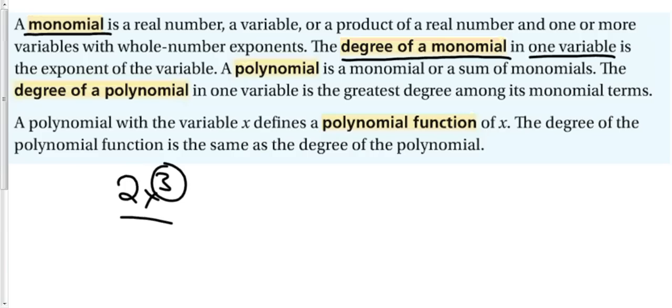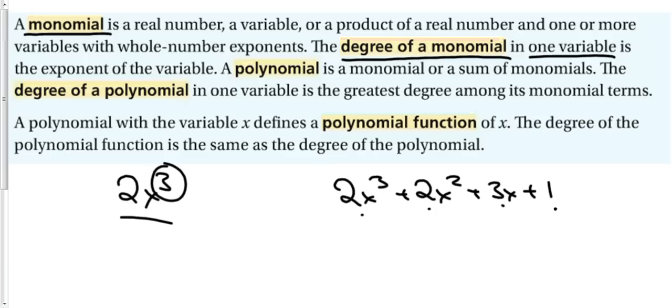A polynomial can also be a sum of monomials, something like that. That is a polynomial because it has a bunch of monomials added together. It is not a monomial because it's not a product. It is a sum. So when we sum things together, we turn monomials, which have one term, into something with more terms. This particular one has 4 terms.